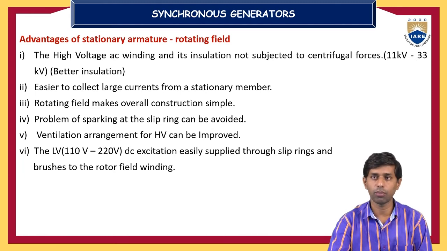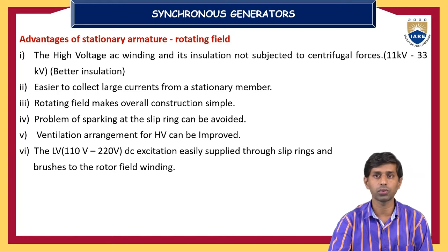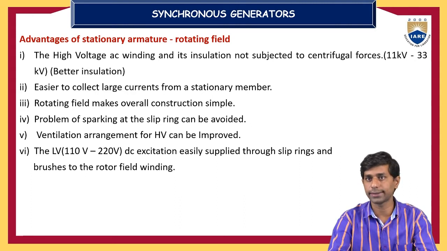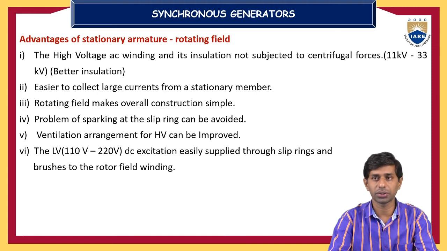In that case, such a high amount of voltage and current flowing through the slip rings and brushes will cause several problems, and several losses will also come into the picture across these slip rings and brush arrangements. And one more advantage, as we already discussed, is that it is easier to collect large currents from the stationary object instead of the movable object. And the rotating magnetic field makes the overall construction much simpler than the stationary magnetic field. And the problem of sparking at the slip rings is effectively avoided.